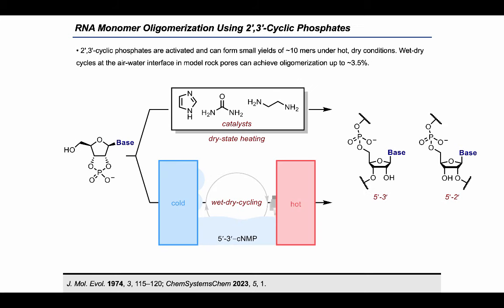Early work showed that heating these cyclic phosphates in the dry state in the presence of catalysts such as imidazole, urea, or ethylene diamine yielded small amounts of oligomers. Recently, investigations into the physical setting where this could take place has shown that wet-dry cycling at the air-water interface in model rock pores can form up to 3.5% of oligomerized product without any catalyst present.